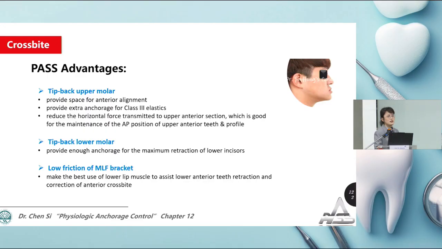When we tip back the lower molar, can provide enough anchorage for the maximum retraction of lower incisors. And when we use the low friction of MLF brackets, can make the best use of lower lip muscle to assist lower anterior teeth retraction and the correction of anterior crossbite. So there are also many advantages for the PASS system to correct the class 3 cases.